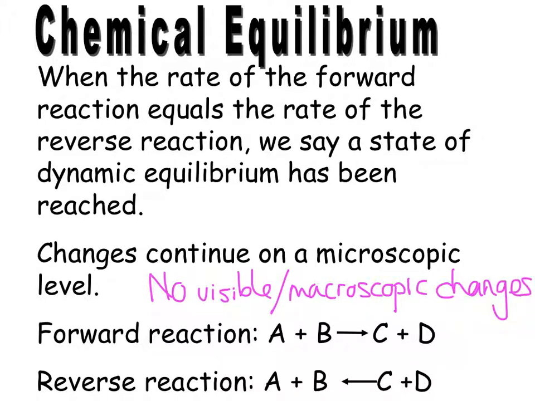The forward reaction would be, as an example, arbitrary A plus B gives me C plus D. The reverse reaction is going in the opposite direction. You look at my arrow, C plus D is turning into A plus B. So we have a reversible reaction.